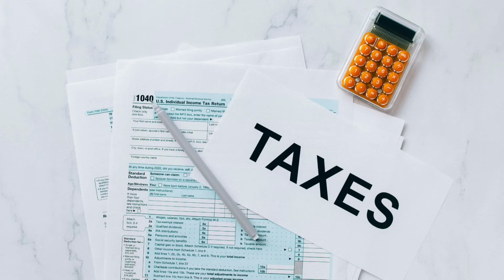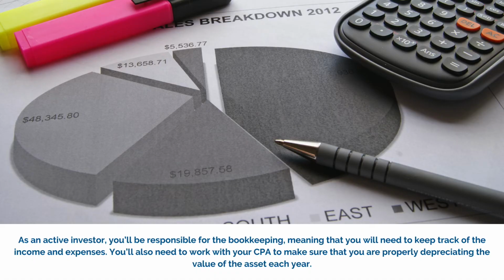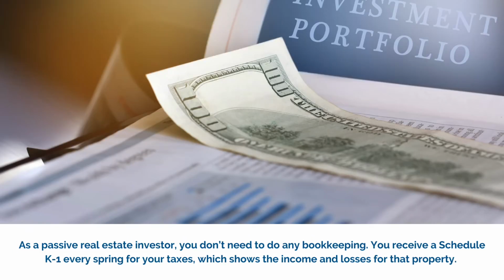Finally, 10, taxes. As an active investor, you're responsible for bookkeeping, meaning you have to keep track of the income and expenses. You'll also have to work with your CPA to make sure you're properly depreciating the value of the asset each year. As a passive real estate investor, you don't need to do any bookkeeping. You receive a Schedule K-1 every spring for your taxes, which shows the income and losses for that property. So no need to track income and expenses throughout the year.